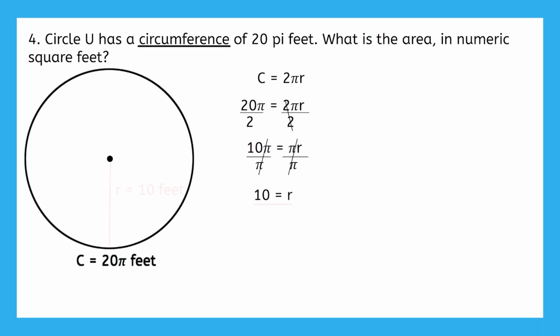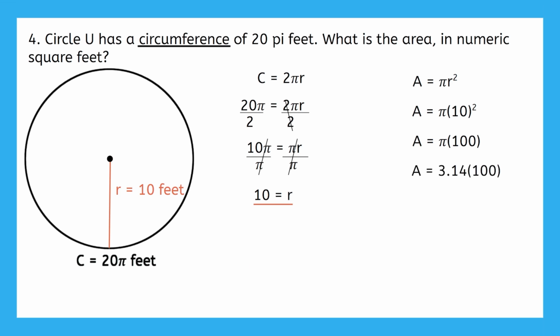I used that with the area formula, a equals pi r squared. Then I substituted 10 in place of r, so it became a equals pi times 10 squared. 10 squared is 100, so I got a equals pi times 100. Since the question is asking for an answer in numeric square feet, I replaced the pi symbol with 3.14, then multiplied 3.14 times 100. The area is 314 square feet.